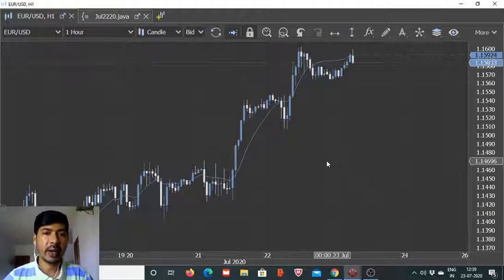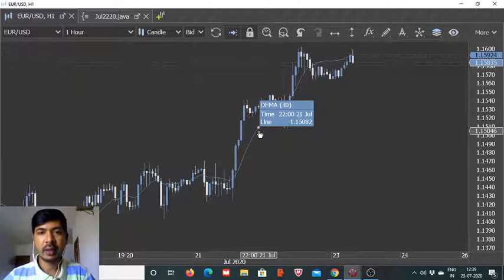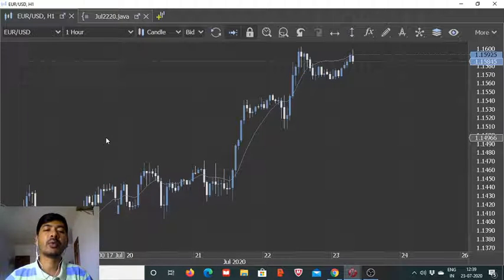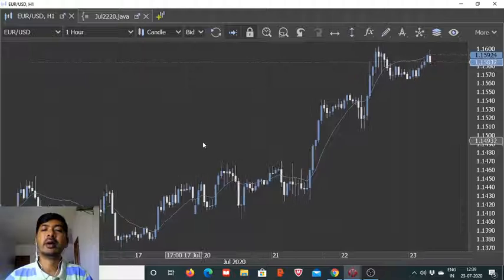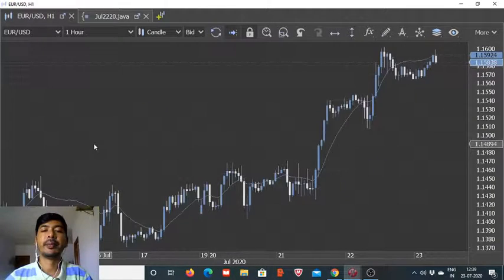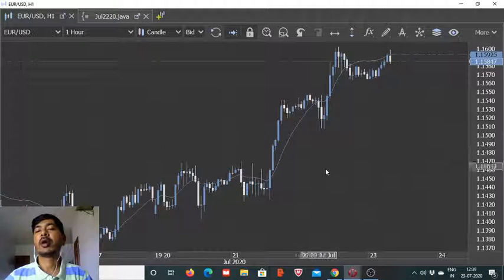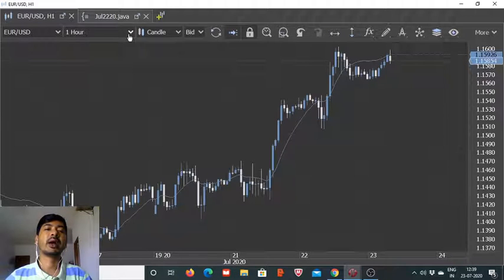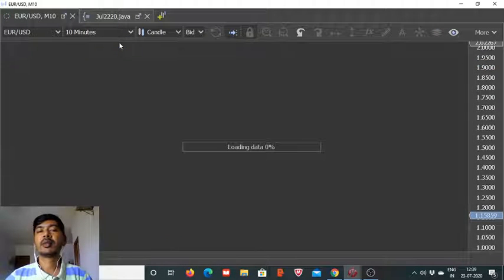So here I have plotted the DEMA. This is the double exponential moving average, and as you can see, it is a lot smoother than the traditional EMA or the SMA. So here we have this DEMA plotted on the chart, and it is defined on hourly, and the time period is 30, so you can make changes to it. You can define these on 10 minutes.